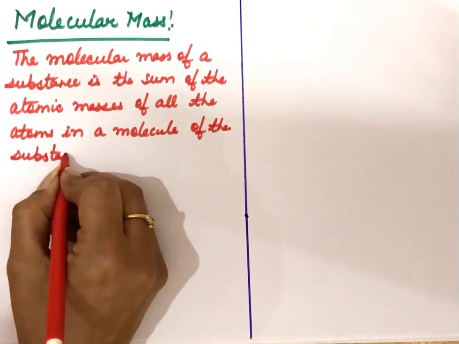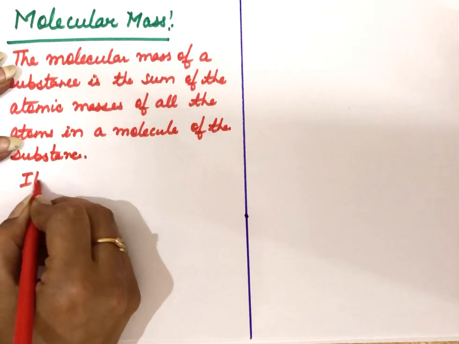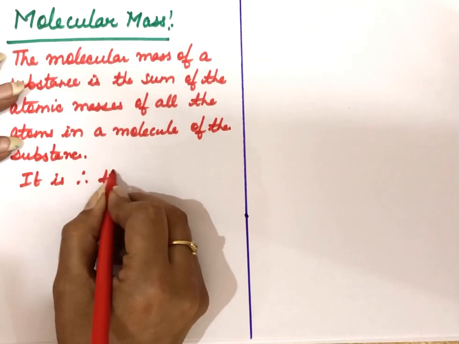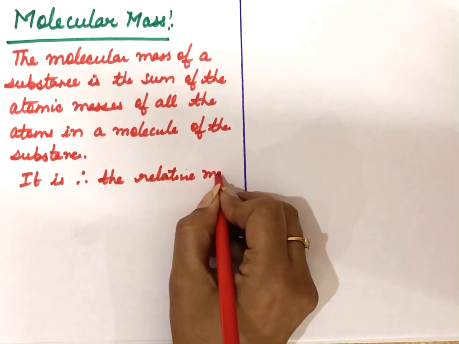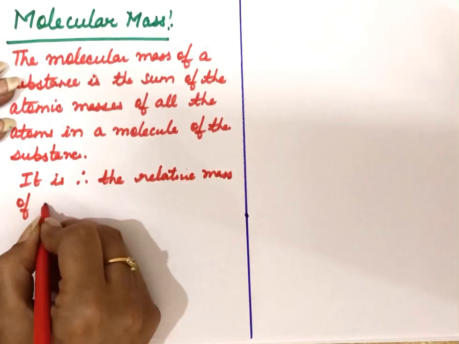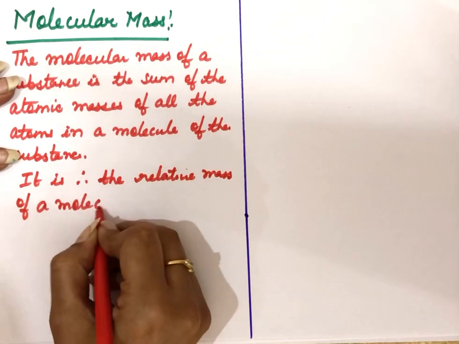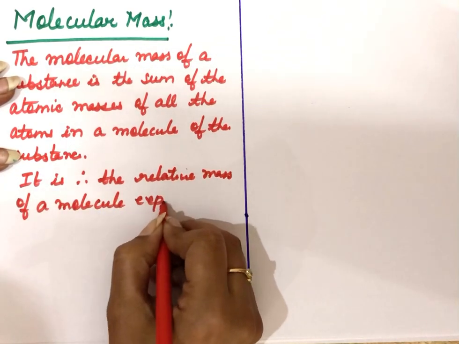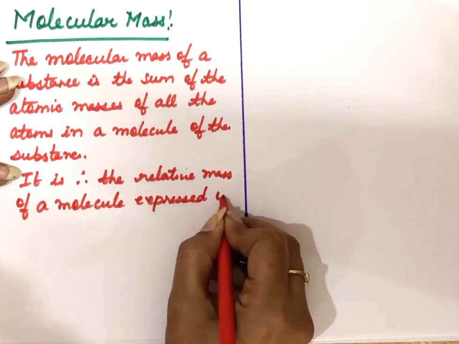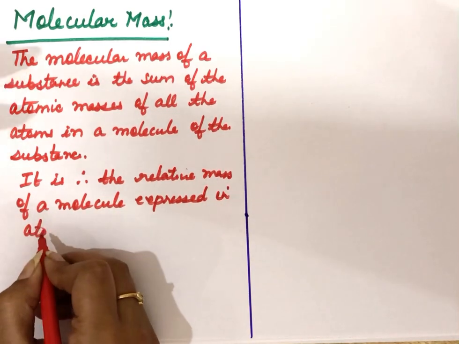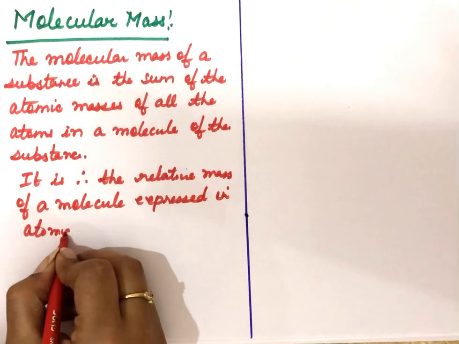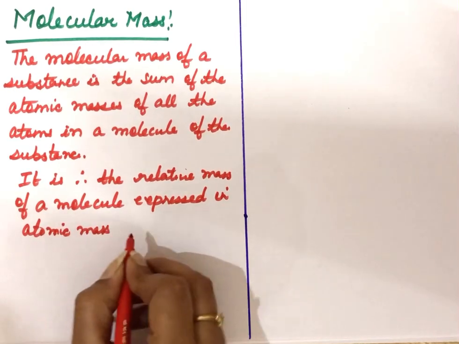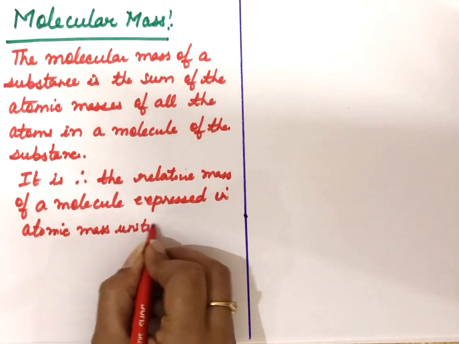So we can also say that it is therefore the relative mass of a molecule expressed in atomic mass unit. This also we express in atomic mass unit, and atomic mass unit we always take as U.